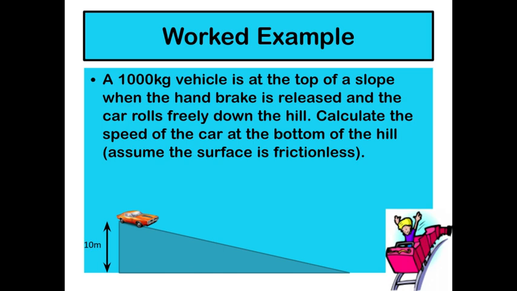So let's look at this. A 1,000 kilogram vehicle is at the top of a slope when the handbrake is released and the car rolls freely down the hill. Calculate the speed of the car at the bottom of the hill. Assume the surface is frictionless. So before you pause the video, I just want you to look. We've got the mass, we've got the height, okay? So that's the only two pieces of information that we have, and we're asked to work out the velocity. So it seems really, really difficult, but if you just keep in mind the conservation of energy, then you can work it out, okay? So pause the video and have a wee attempt at it, and we'll come back and we'll do the solution together.